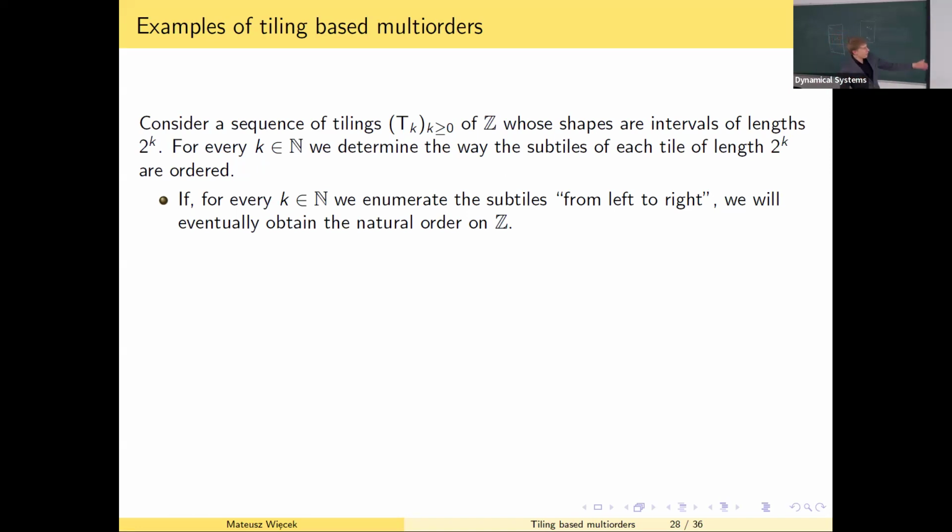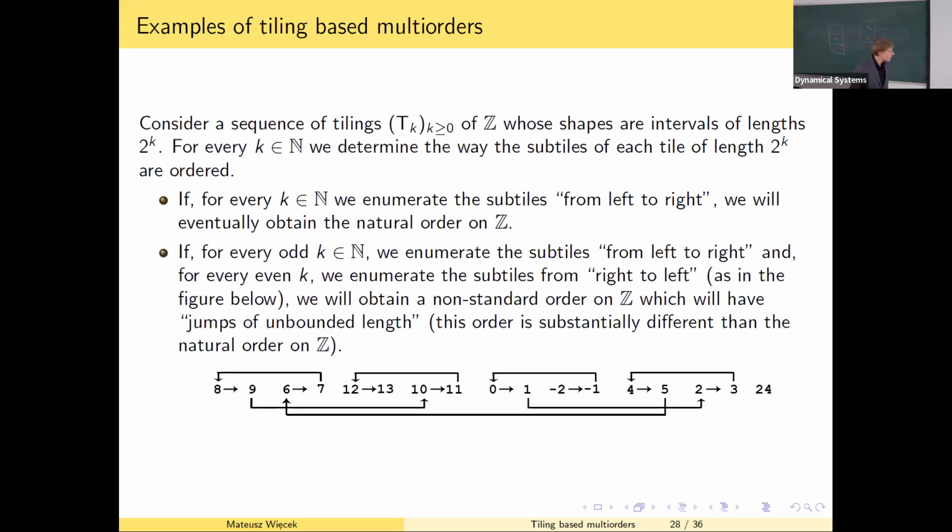So let's say that for every k, we enumerate the subtiles from left to right. So always the left interval will have number 1, and the right interval will have number 2. Eventually we obtain a natural order of type Z in this case, because we always move from left to right in our order. But let's say that for every odd k, we enumerate the subtiles from left to right, but for every even k, we enumerate in the opposite direction, from right to left. And then we obtain such very strange orders. Here you have the enumeration along the order.